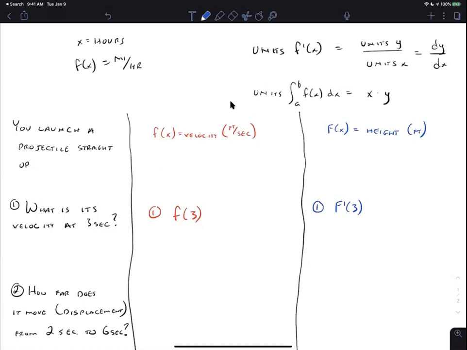Because we need to add the units x, which is the seconds. So to get the velocity in feet per second, we need the seconds. Exactly right. We want to get the units to be feet per second. Does that make sense to everybody?